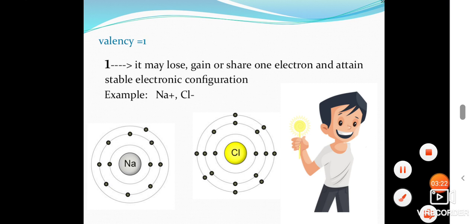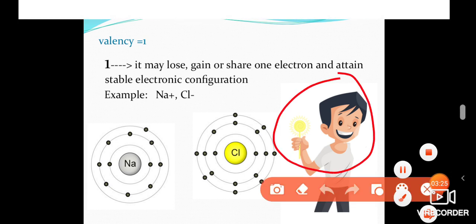Next, if the valency is 1, look at the picture. The boy has only one hand, isn't it? By using this one hand, he can hold how many chocolates? Only one. Like that, the element's combining capacity is also only 1. That 1 means it may lose 1 electron, gain 1 electron or share 1 electron. Whatever it may be, its combining capacity is 1. So by transferring or sharing an electron, it attains a stable electronic configuration.